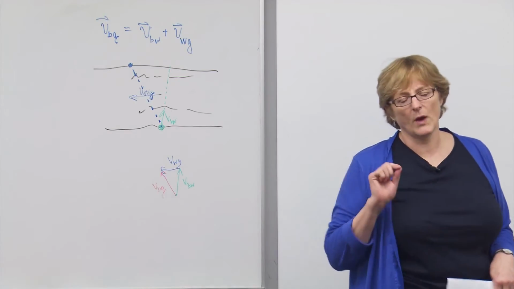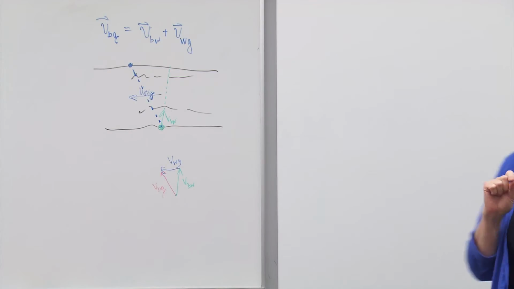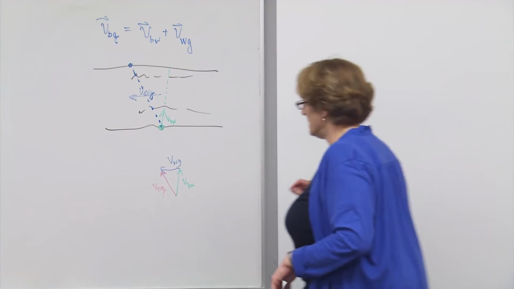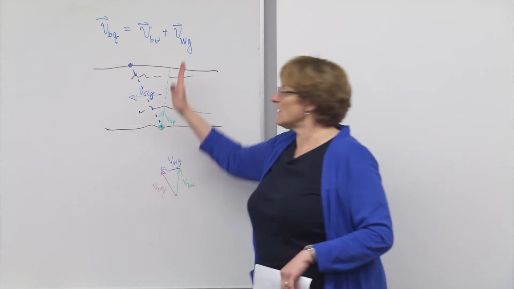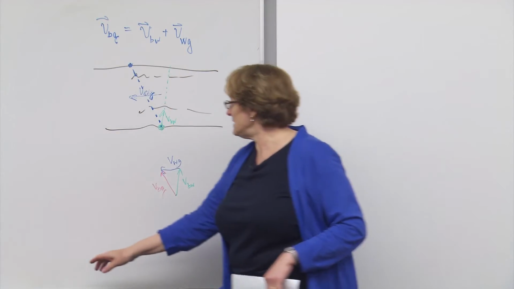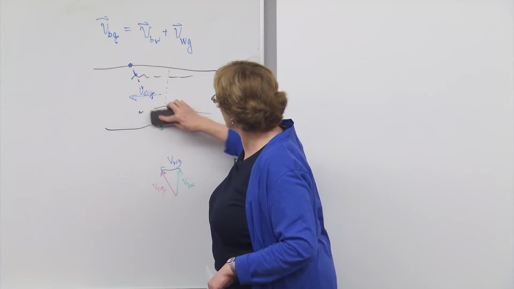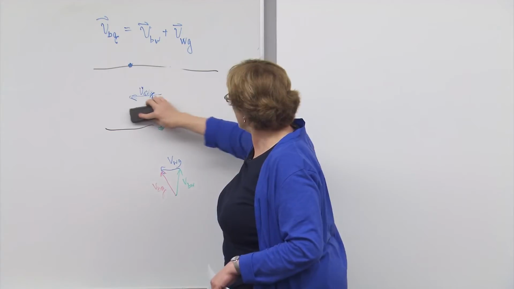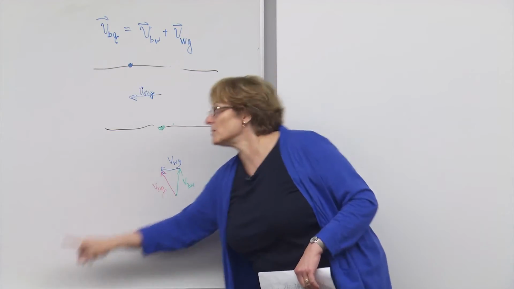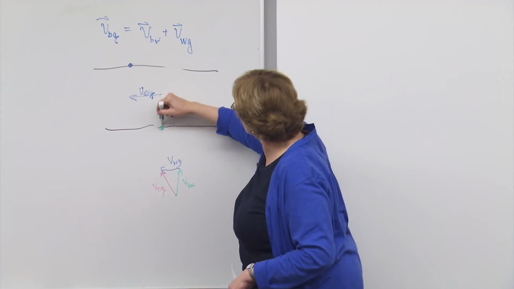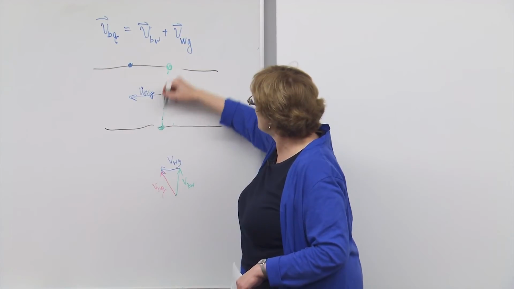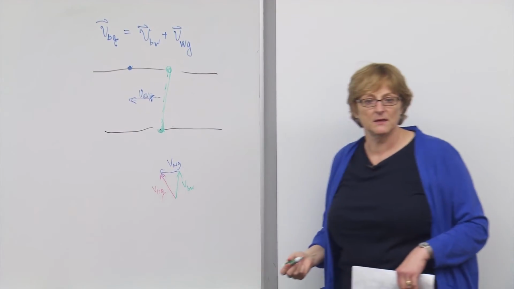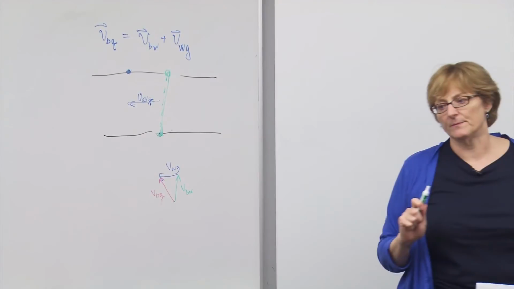Tell me, where do I point the boat if I want to go straight across the river? Okay, let me leave the current where it is, and I want to now send the boat directly across. I would like to land right here. This is what I want the trajectory to be. Where do I point the boat?